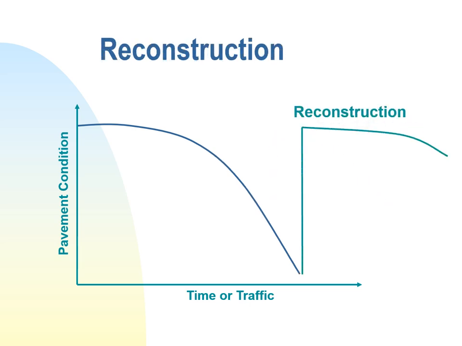And if you look at this reconstruction, there is a difference between this slide and the previous slide. In the previous slide, we had the pavement condition somewhere here. But here, look at that. The pavement condition is very, very bad over here. And that's why the option of reconstruction has been exercised. And you can see that we have got the original condition of the pavement. And then with the passage of time or increasing traffic, the condition is deteriorating.